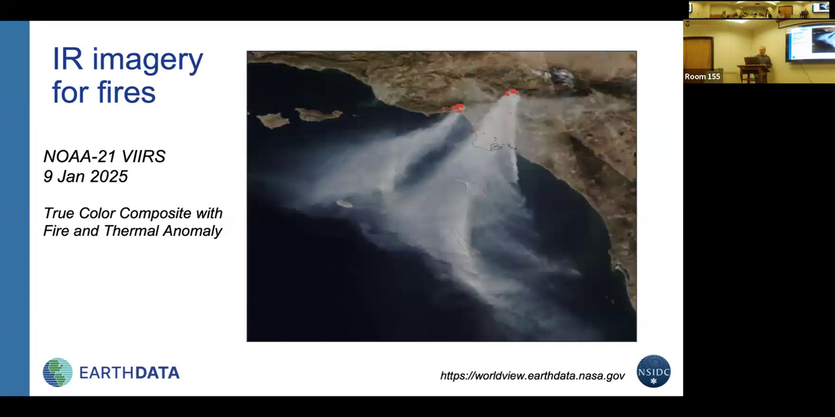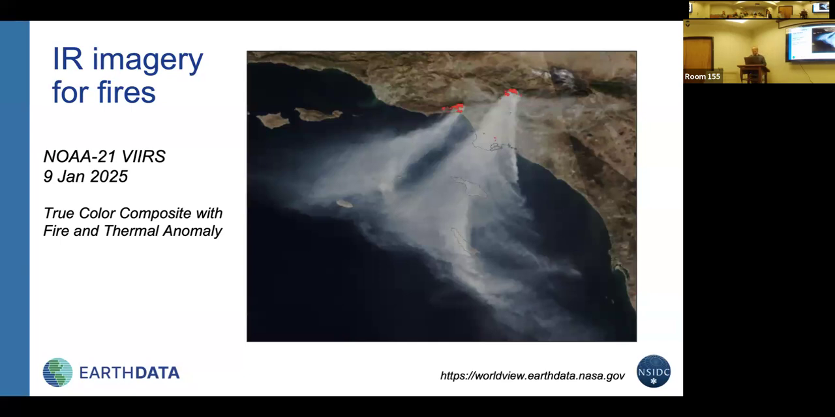We can also use them on land, and particularly for detecting fire, as we're all familiar with around here for sure, but most recently the really devastating fires in Los Angeles. So this is from the 9th of January. This is a visible true color composite, so you can see the smoke coming from the fires. And those red dots are basically the thermal anomalies. It's looking for temperatures that are above what you would normally see at that location, and then it spotlights those.